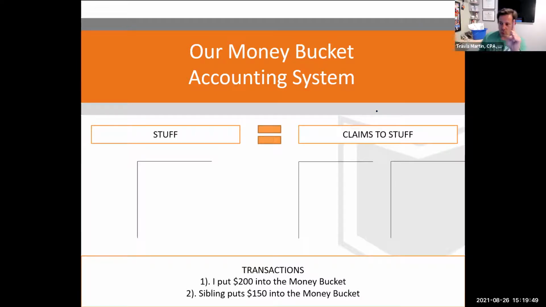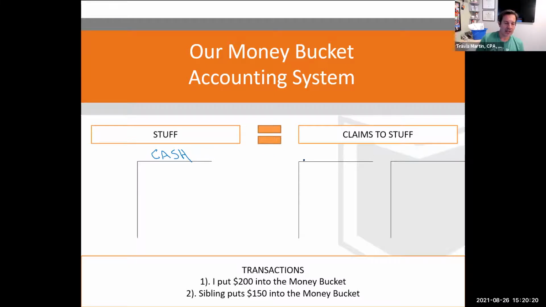We have one thing of stuff right now. I'm going to call that an account. We have an account for our cash bucket. Right? We have a bucket of money. That's stuff. If we were keeping track of vehicles, we'd have an account for vehicles. If we were maybe a guitar store, we'd have an account for inventory. And that would be stuff. Then we have claims to stuff. Who has a claim to it?